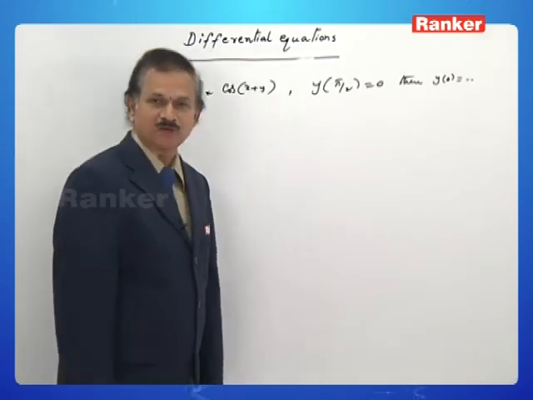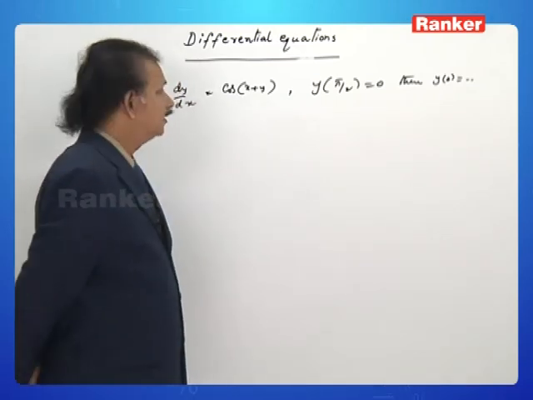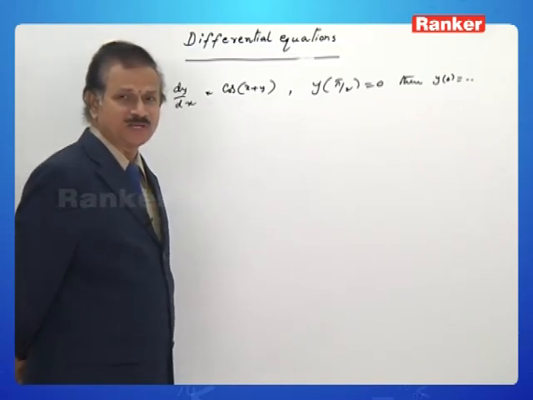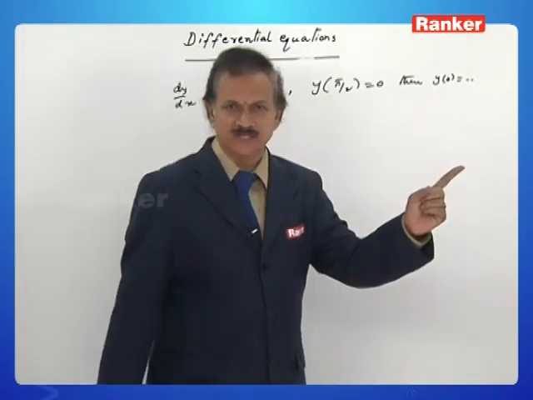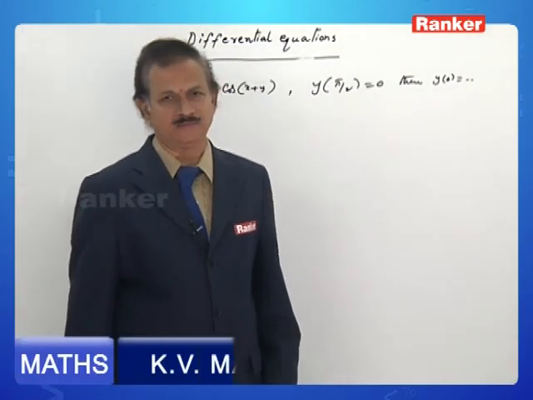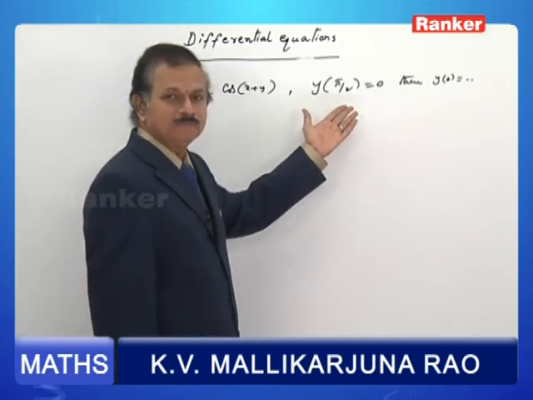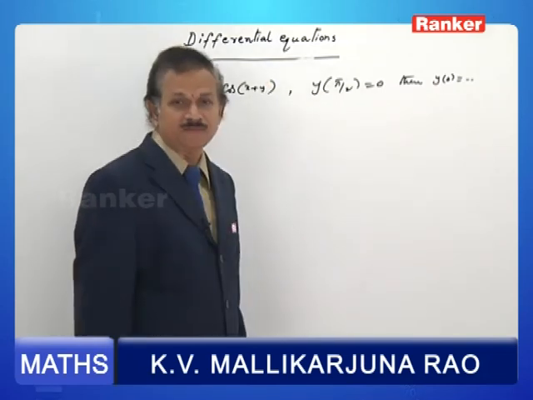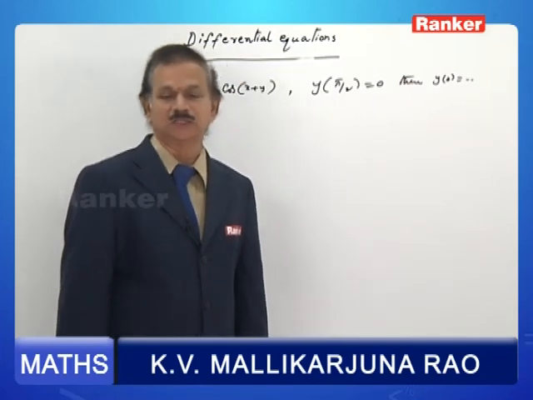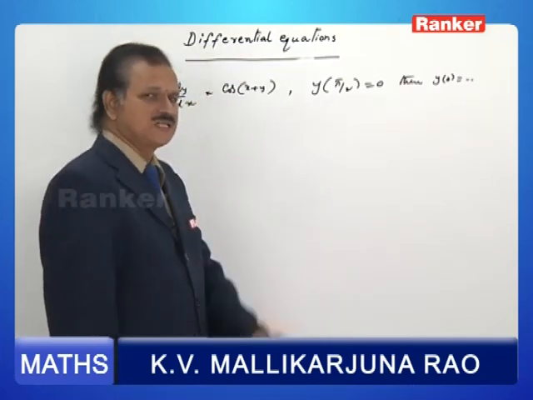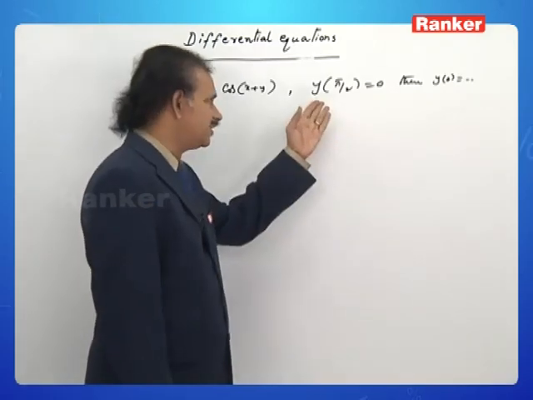The next question before us is dy by dx is equal to cos of x plus y. Then what? Also, it has been given that y at pi by 2 is 0. That is, the value of y when x is pi by 2 is 0. I think you can understand the reason for this data. Unless such things are given, we will not be in a position to get the value of the constant c of integration. Just to know the value of c, it has been given.